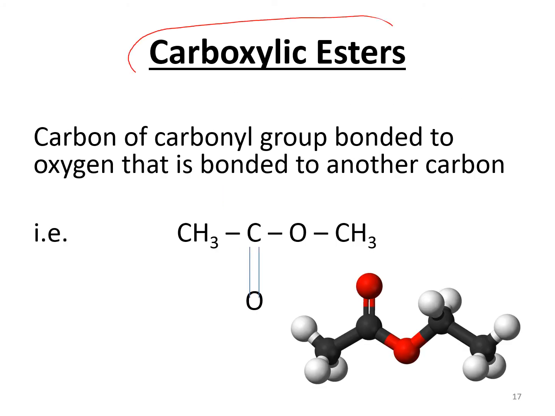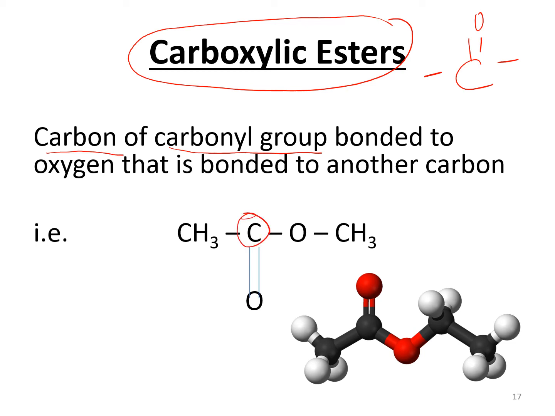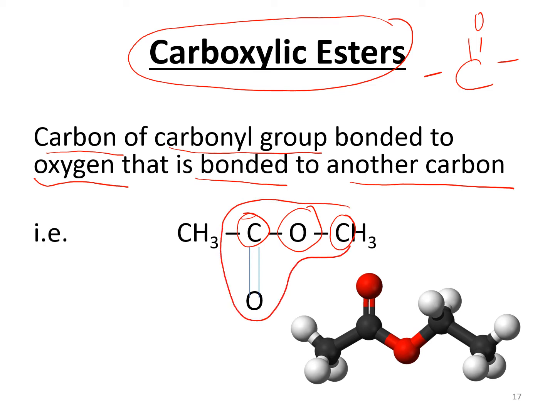Okay, carboxylic esters also contain that carbonyl group. The difference with this one is in my carbonyl group, the carbon of the carbonyl group is attached to an oxygen that's attached to another carbon. So I have an oxygen bonded to another carbon. So let me go ahead and circle the functional group in red here. Looks like that. So we've got the carbonyl, the carbon of the carbonyl attached to another oxygen attached to a carbon. That makes what we call a carboxylic ester.